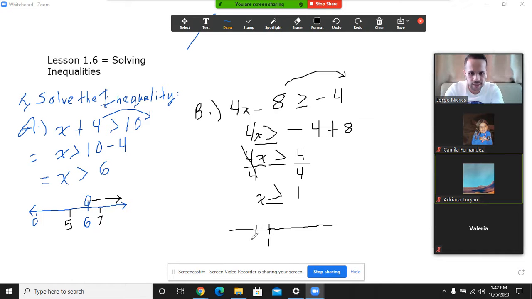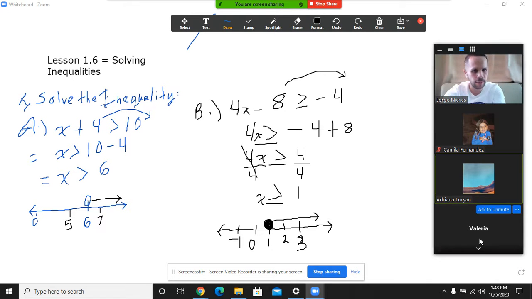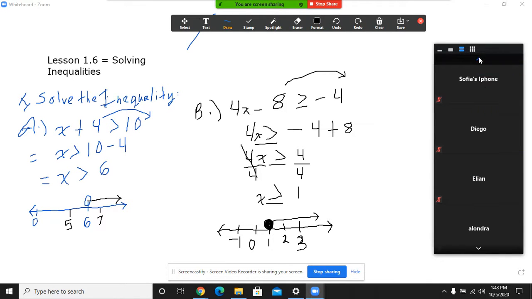In this case, is 1 included or not included? Who can tell me? 1 is included because the inequality said so. It's greater or equal. When you have the equal symbol, that means 1 is included. So it's going to be a closed dot, meaning that 1 is also included in this inequality, and it will go to the right, to the positives greater than 1. Questions about this? This is basically how we work with inequalities with one variable.